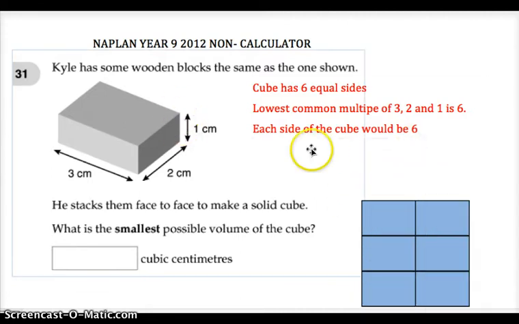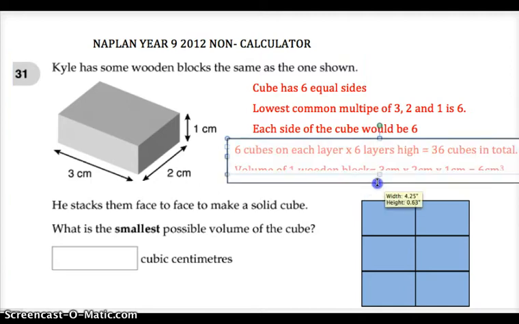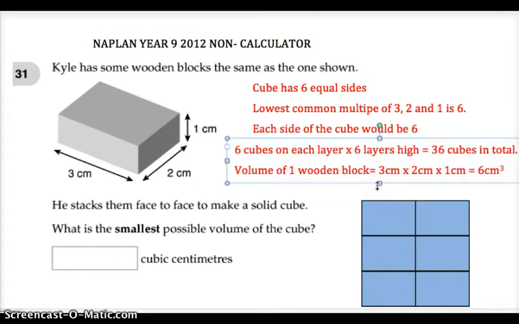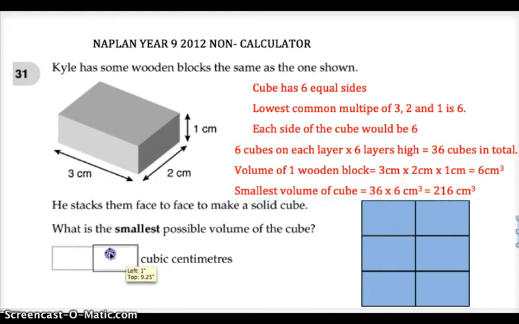We know that the height of each of these is only 1 centimeter high, so we need to do this 6 times, stack it 6 times high. So therefore there will be 6 cubes on each layer and 6 layers high, which gives us 36 cubes in total. Now the volume of one block would be 3 centimeters times 2 centimeters times 1 centimeter, which is 6 centimeters cubed. And therefore the smallest volume of the cube, because you've got 36 blocks in total, would be 36 times 6 centimeters cubed, which is 216 centimeters cubed.